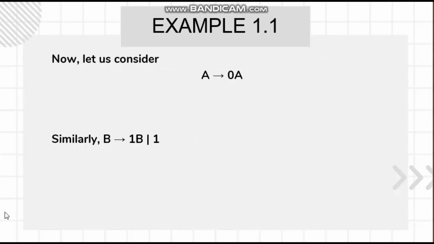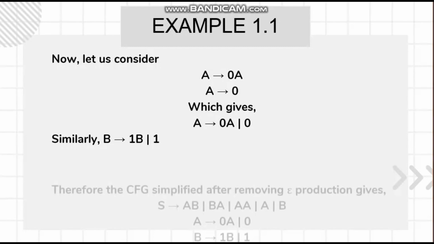Now, let us consider the production A gives 0A. If we place epsilon at the RHS for A, then we get A gives 0, which gives A gives 0A or 0. Doing the same for the production B gives 1B, we get B gives 1B or 1. Therefore, the final grammar after removing the null productions is as follows.